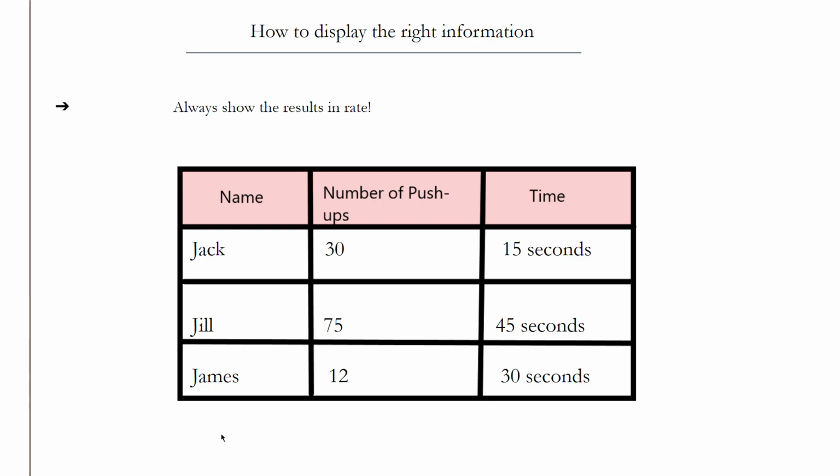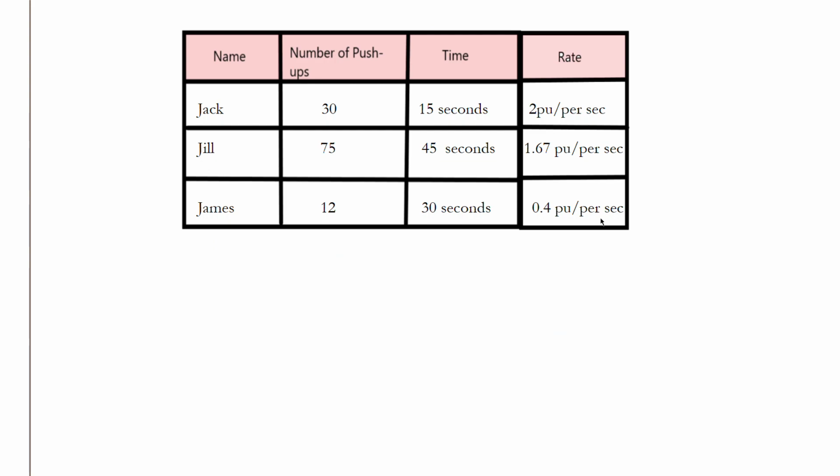Who do you think does the most number of push-ups in a short period of time? You might think it's Jill, because Jill did 75, Jack does 30. James is out of the question. Jill takes slightly longer to do 75, but at first glance you might think it's Jill. But after looking at the same table with the rate, you now know that Jack does more push-ups because it's per second. He does 2 push-ups per second and she does 1.67 push-ups per second.